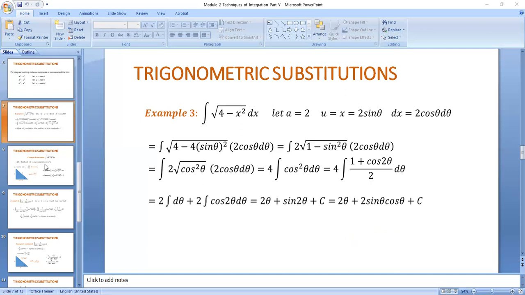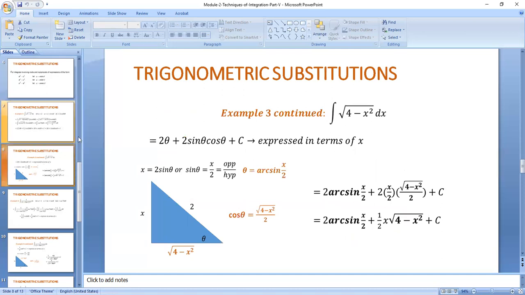So here it is. You see this? Your theta is in here. So the opposite side is x, the hypotenuse is 2. Determining the side adjacent to theta, we will use the Pythagorean theorem. So it's the square root of the length of the hypotenuse squared minus the length of this side squared.